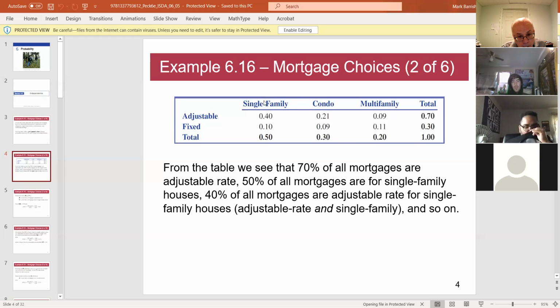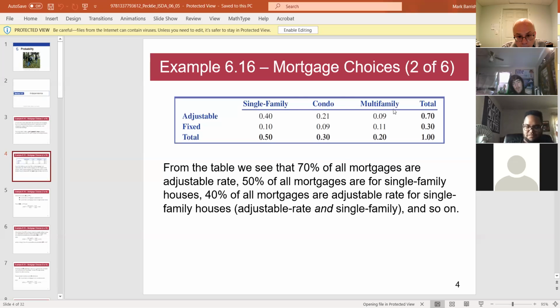There's a row and a column, right? So the row adjustable and the column single family means the intersection of that row and column, that's the number that applies to adjustable rate mortgages for single family homes. Fixed rate mortgages for condos is in the middle here. You go to the fixed rate row, the condo column, and the 0.09, or 9%, represents 9% of the mortgages are fixed rate for condominiums.